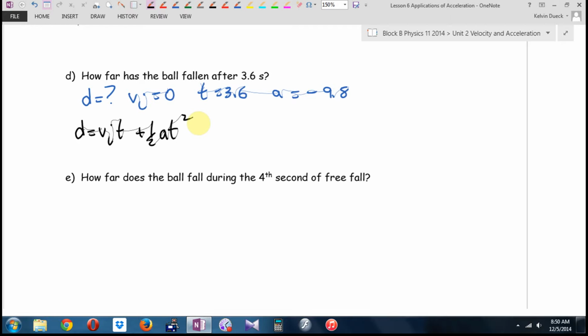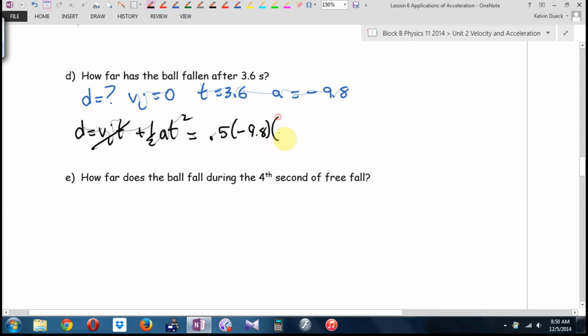Is the D by itself already in our equation? Well, this is convenient. Let's plug and chug. What's VI? That's just going to vanish because 0 times 3 point whatever is still 0. It's going to be 0.5 times negative 9.8 times 3.6 squared, which is what?